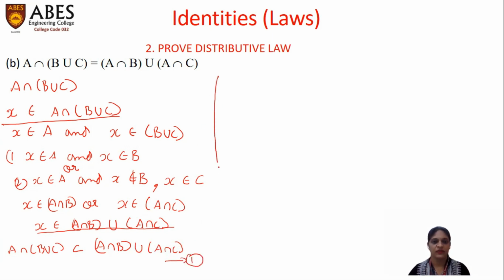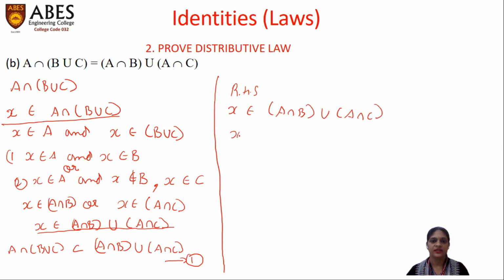Now we have already proved the left hand side. Now we have to prove the right hand side. On the right hand side, we are having, let X be any arbitrary element which belongs to A intersection B union A intersection C. So we can write this thing as X belongs to A intersection B, or X belongs to A intersection C.